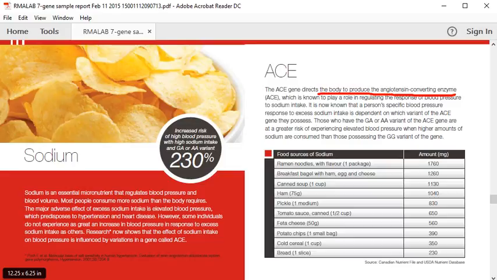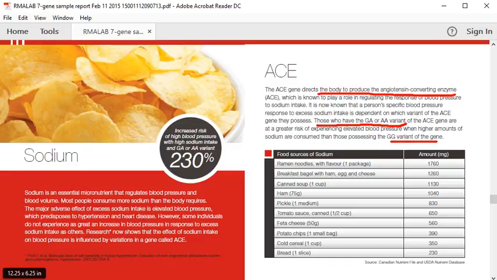So you see their explanation here that those who have the GA or AA variant are at greater risk of experiencing high blood pressure when they eat large amounts of sodium compared to the GG allele of that gene. So again, remember that we have 2 copies of each gene. So the options here are that at that specific SNP, so that one nucleotide that's being looked at, they could either have 2 copies of G, 2 copies of A, or a copy of G and a copy of A. So that's what they're looking at here.